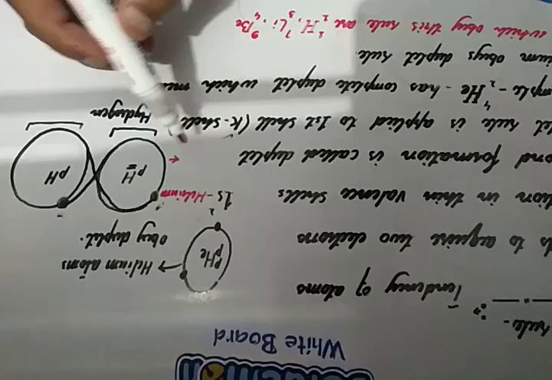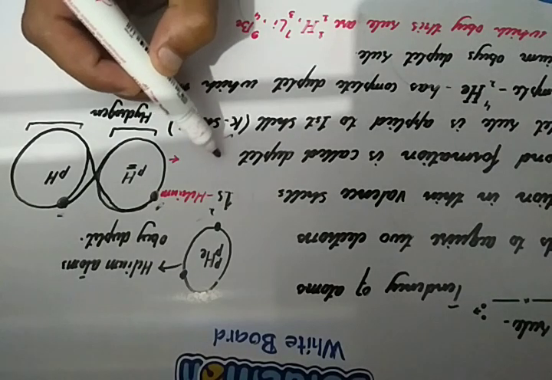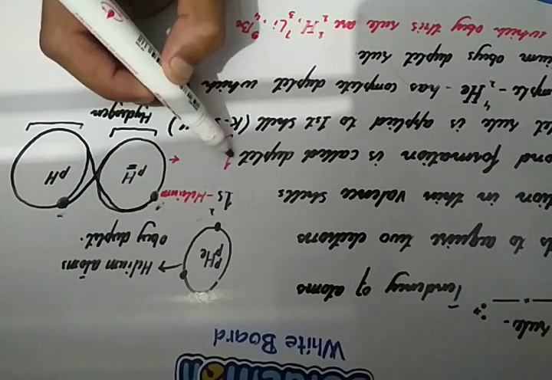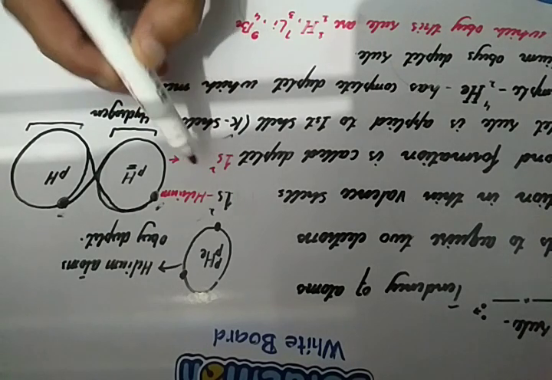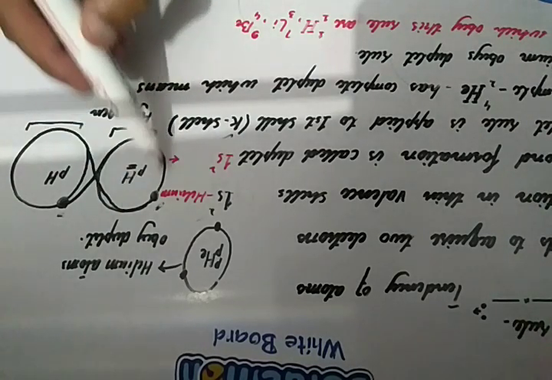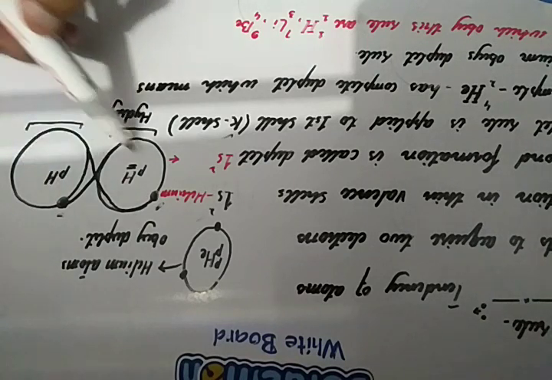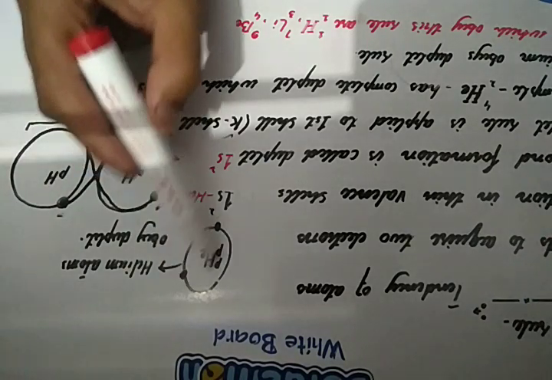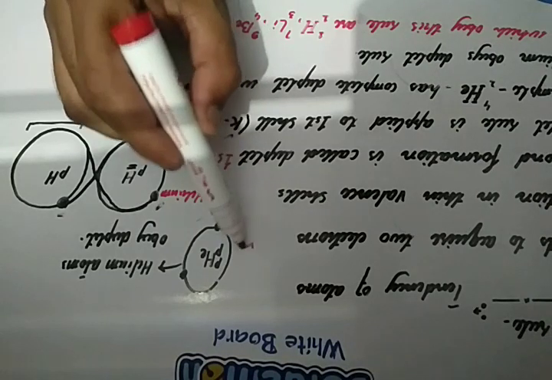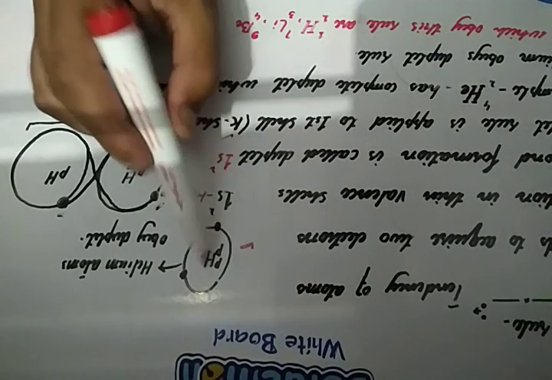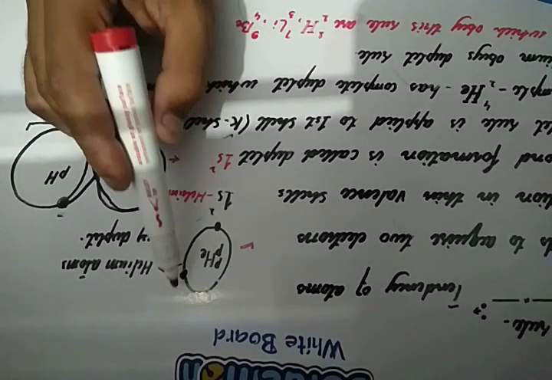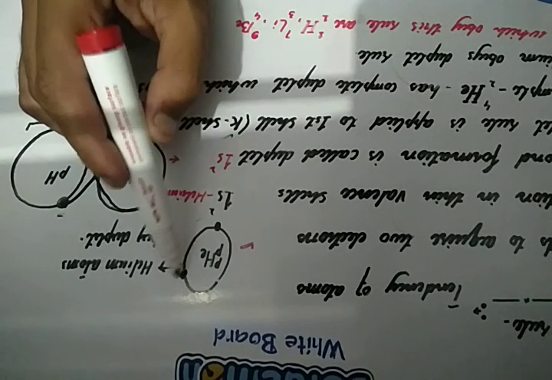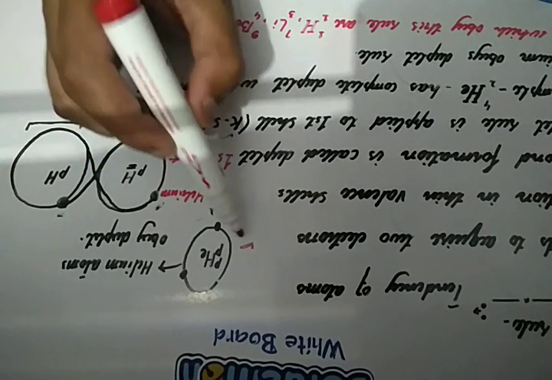See, it has the 1s2 configuration as well. In its valence shell, the hydrogen atom also has 2 electrons, just like the helium atom, and we say that the helium nucleus has 2 protons and 2 electrons, and it is stable.